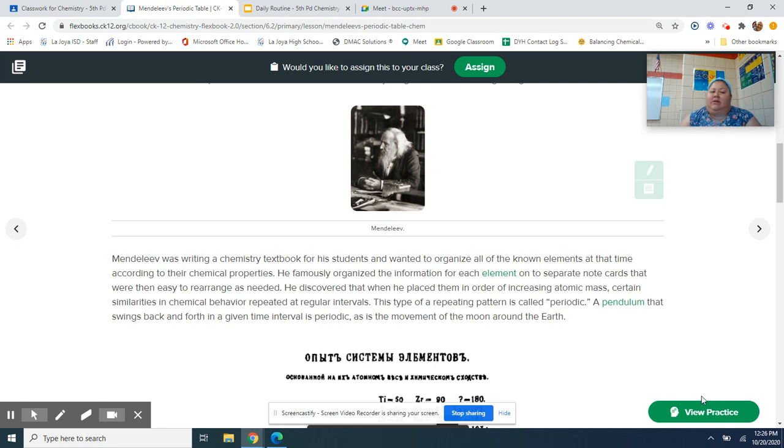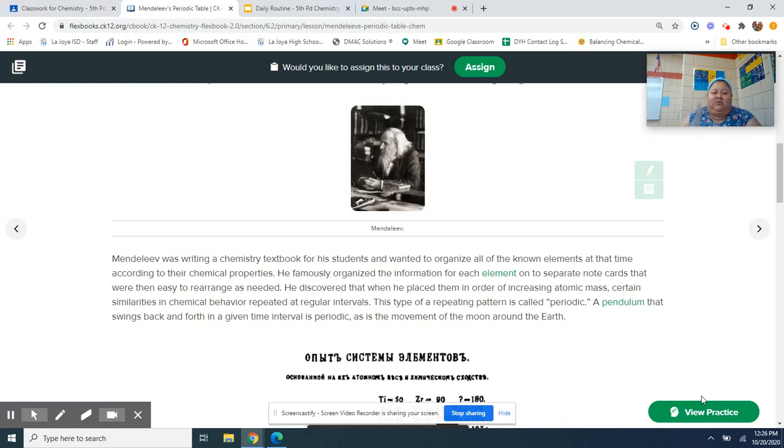So, Mendeleev was in the process of writing a chemistry textbook for his students, and he wanted to organize all of the known elements at the time according to their chemical properties. So, he already had an idea as to how he wanted to organize these elements. He just wasn't sure if it was going to work, right? And he couldn't really figure it out just yet. So he famously organized information for each element on a separate note card or flashcard. And that way they were easy to rearrange as he needed.